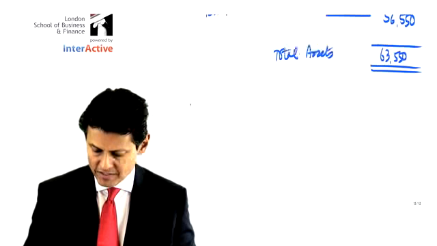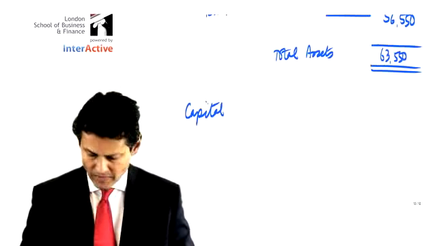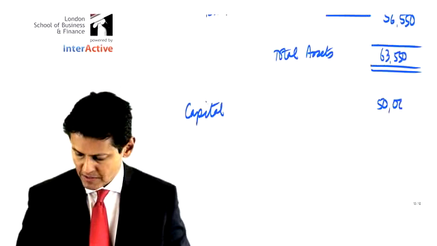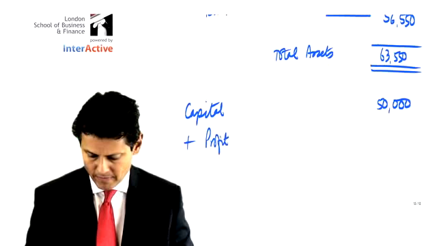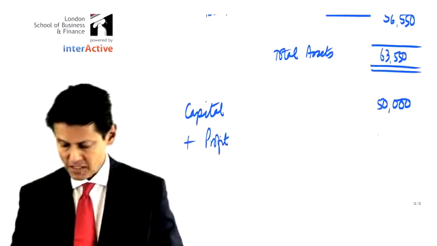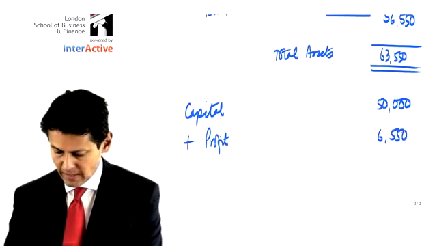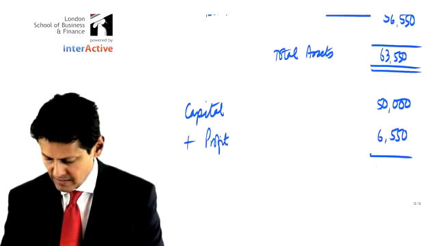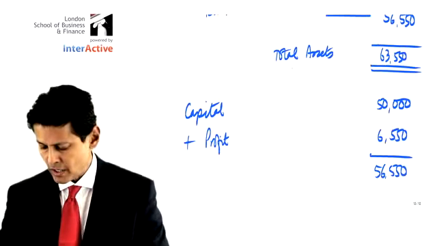Right, the second half is things like capital, which happens to be 50,000. To that we'll add the profit for the year. Excuse me, in this case, the 6,550, giving us 56,550.